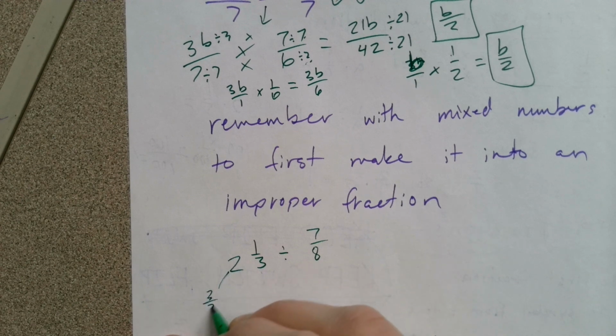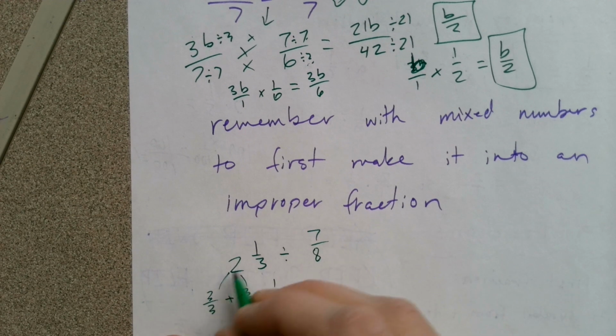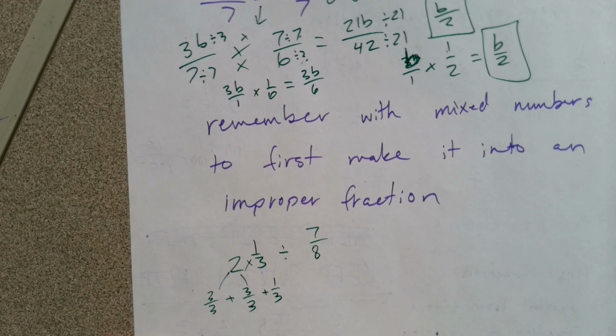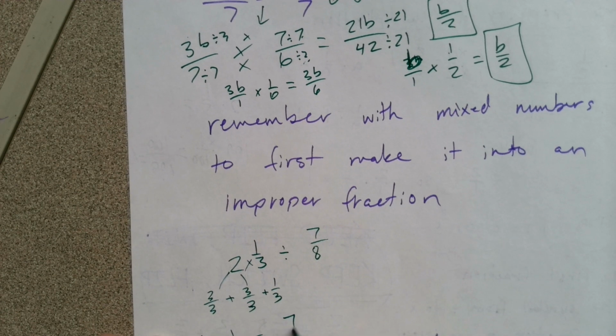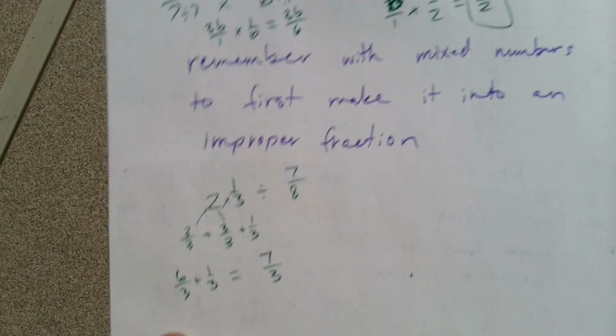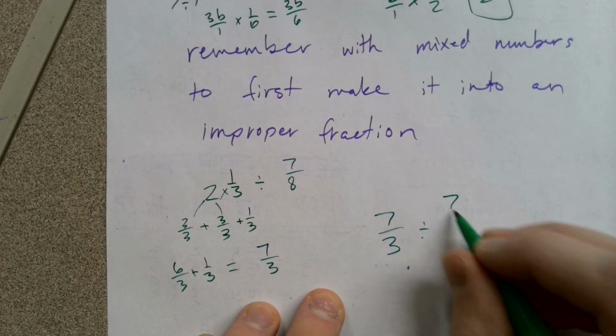I know this is 2 full fractions plus the leftover. Or I can think of this as that times that, 6 over 3 plus the leftover. They're going to both equal the same. They're both going to get me to 7/3. So now we have 7/3 divided by 7/8.